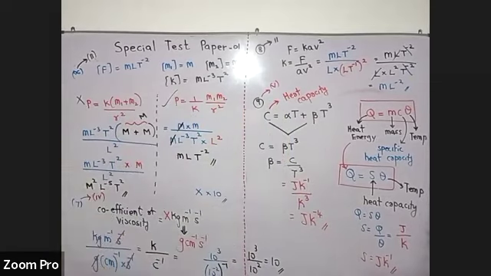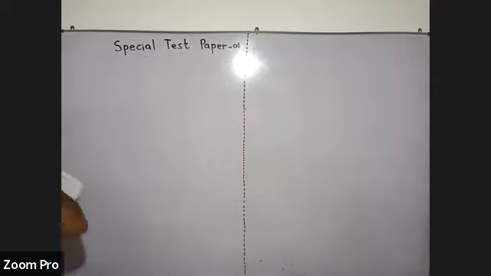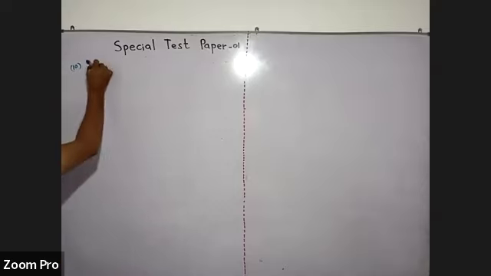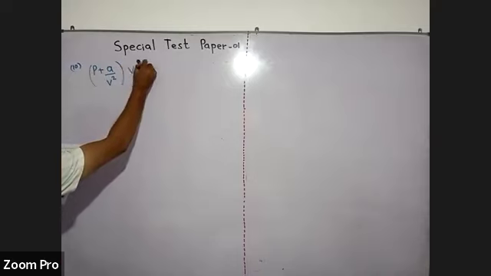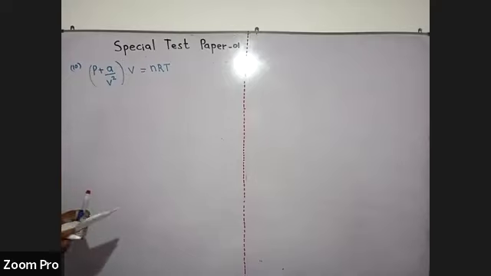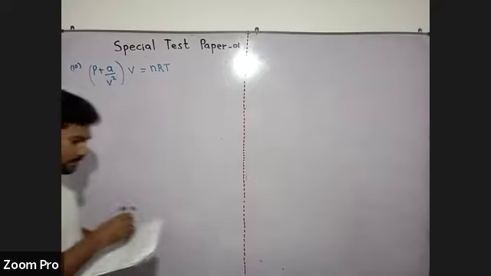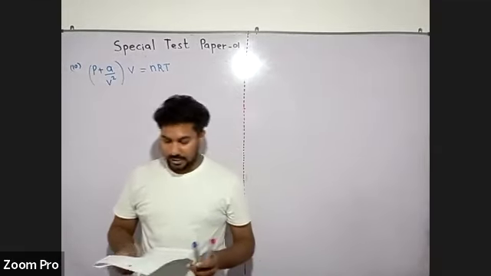Okay, guys. Now let's move on to the next question. In the 10th question, there's an equation given: P plus A over V squared, into V equals nRT. Now the question is asking about the dimensions of constant A. P represents the pressure and V represents the volume, and the other terms are also defined, right?